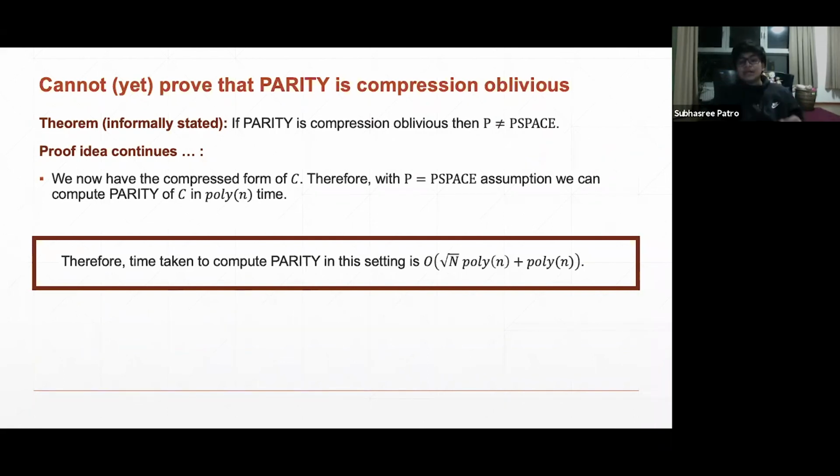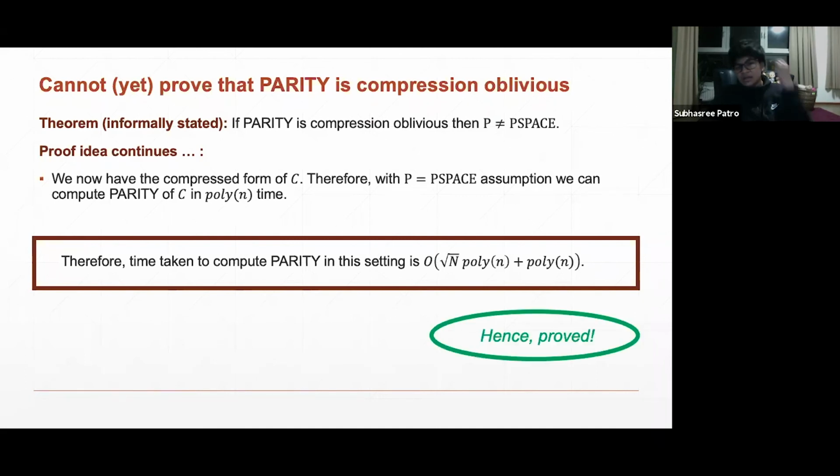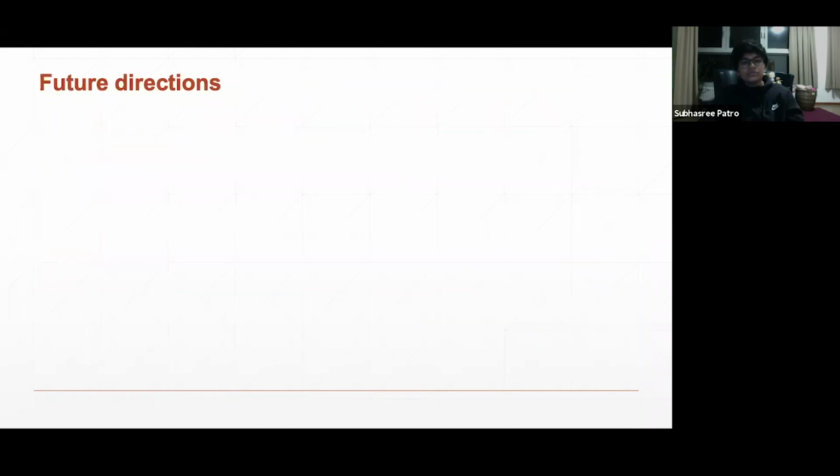So we have ended up computing parity in this setting in almost root n amount of quantum time, which is much less than the query complexity of parity on all strings, hence contradiction. That's how we prove this theorem. Okay, so now future directions.